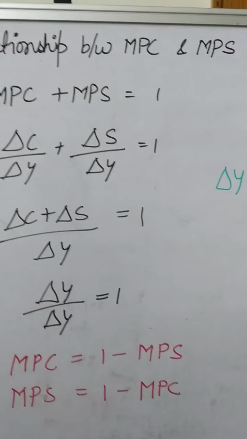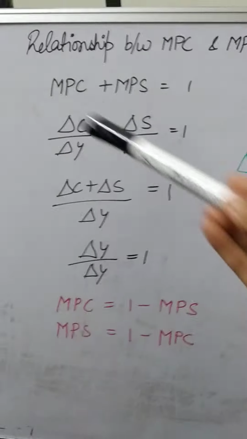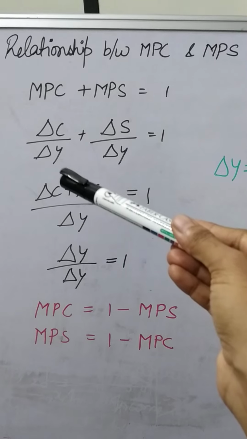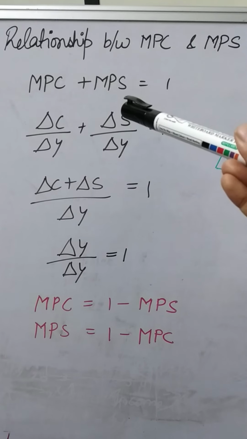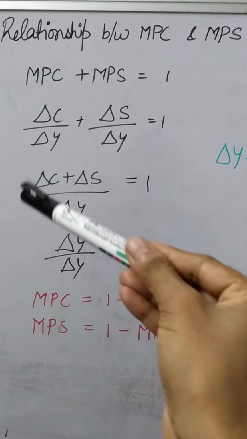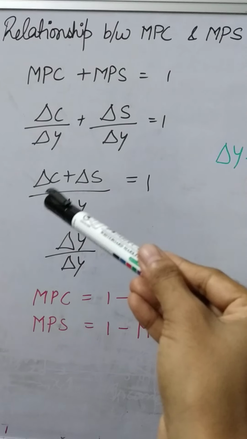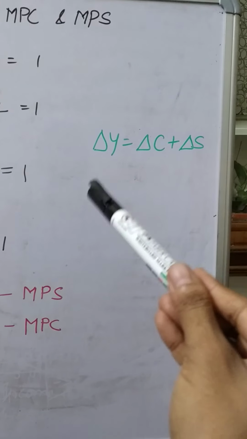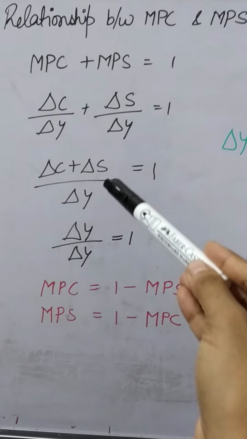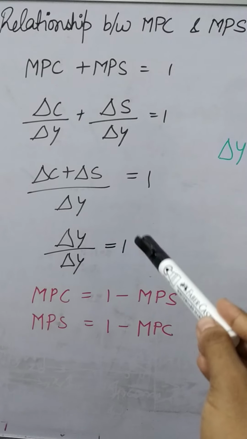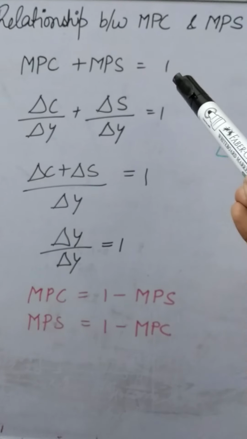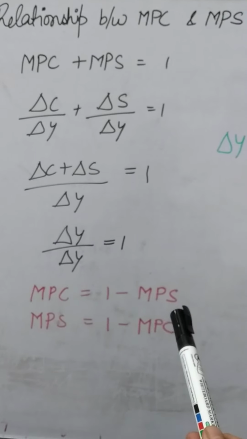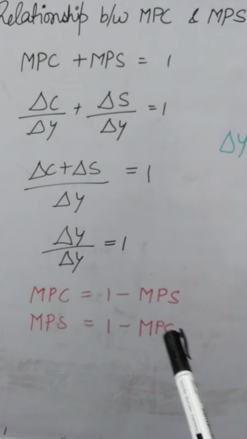Now the next one, relationship between MPC and MPS, same thing. MPC plus MPS is also equal to 1. MPC formula is delta C upon delta Y, this we had done already. MPS also we had done, delta S upon delta Y. Now if you take the LCM, delta Y, and after that delta C plus delta S, same thing, just like Y equals C plus S, in the same way delta Y is equal to delta C plus delta S. So your answer is 1. So the relationship between MPC plus MPS is equal to 1. Now MPC you can calculate by deducting 1 minus MPS, and MPS you can calculate by 1 minus MPC.